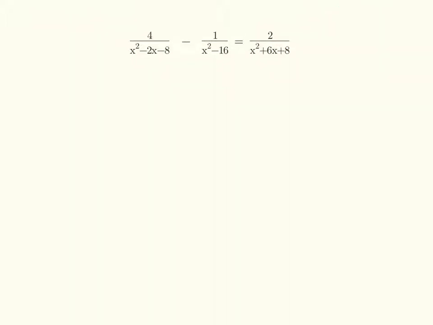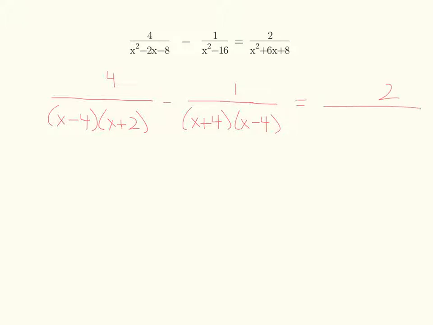Okay, slightly more complicated looking problem. In this case, we have some more complex denominators that all need to be factored. So look back at factoring if you need to review. All right, let's rewrite some of these. This first guy is going to factor into x minus 4 and x plus 2. The second one is a difference of squares. So that's going to factor into x plus 4 and x minus 4. And the very last one, two numbers that multiply to 8 that add to 6 are both positive 4 and a positive 2.